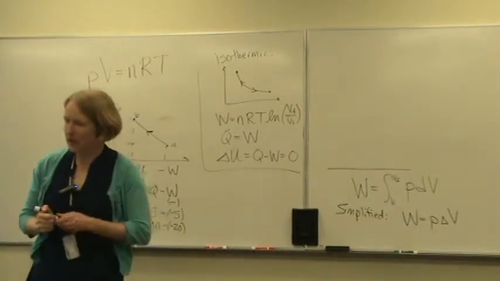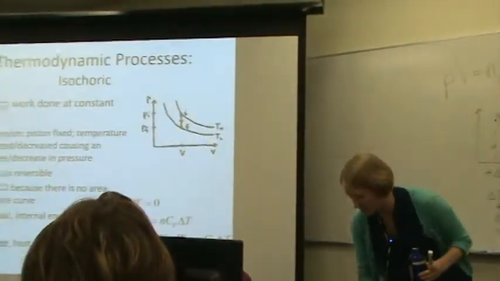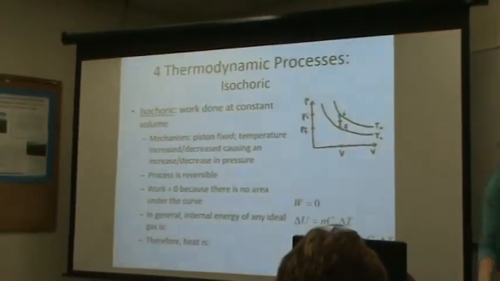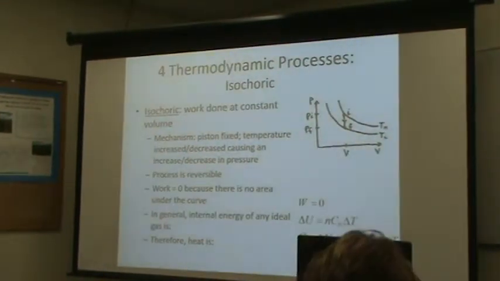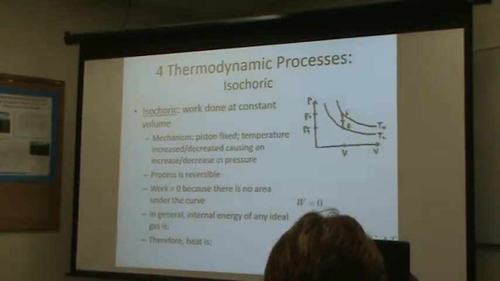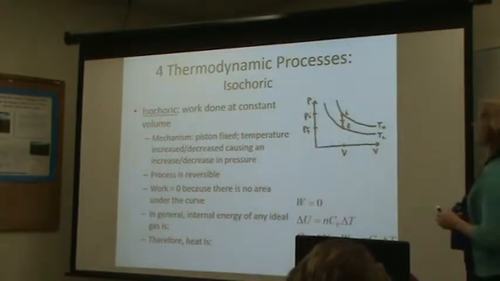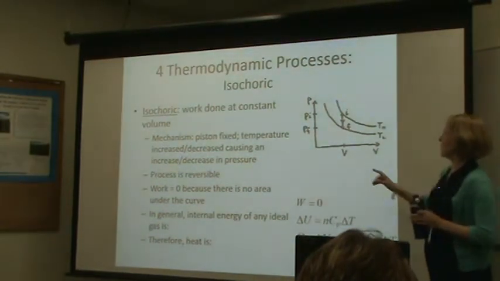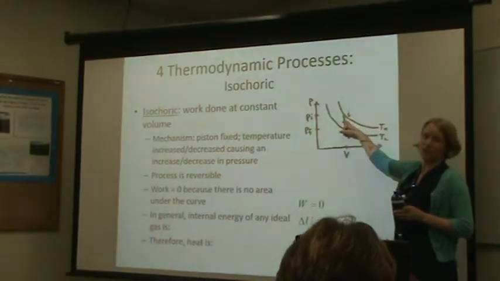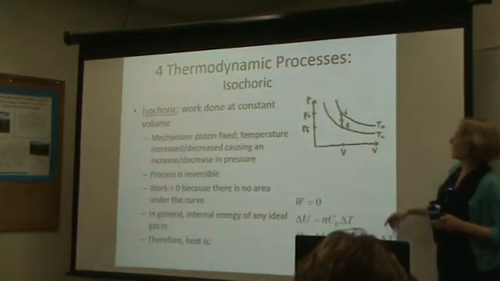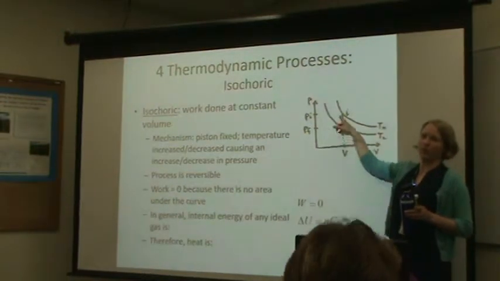Okay, next one, isochoric. Now this one is not so easy to break apart etymologically. Iso means constant. Choric means volume. So this means we're doing work at constant volume. If you plotted that on a PV graph, your volume's staying constant and you're just changing your pressure. If you look at the isotherms here, of course you're changing your temperature because you're jumping from one isotherm to another.